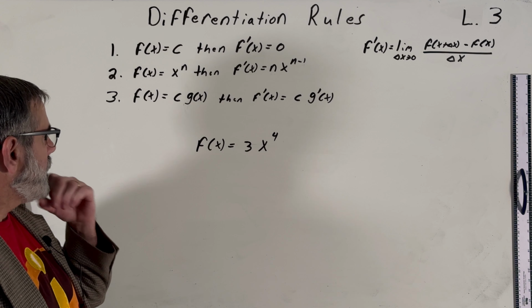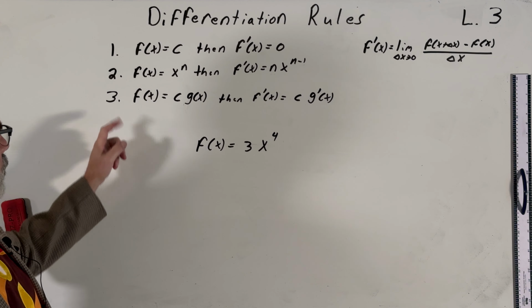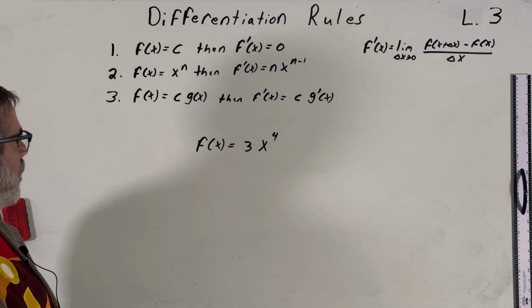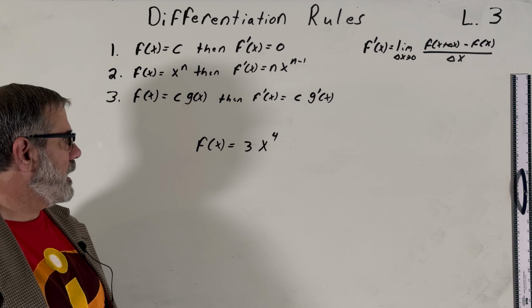So which of these rules are we going to use? Well, it's obvious we're going to use rule number 3 because we have a constant times a function. X to the 4th, that's our g of x. But we'll also use rule number 2. If we apply rule number 2, what is n?